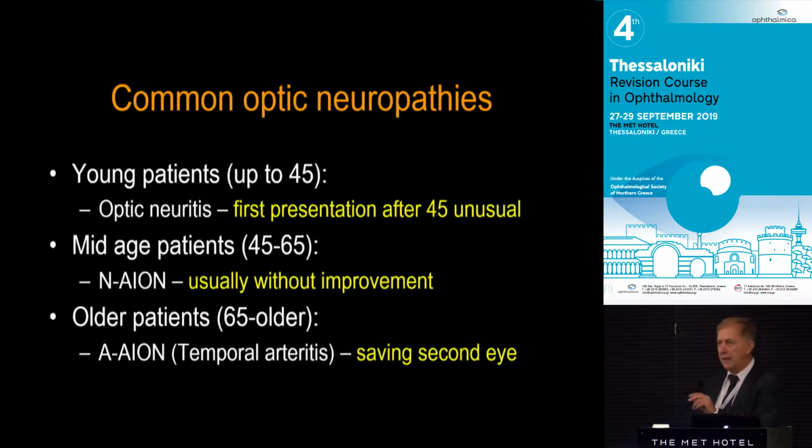If you divide them by age, in young patients you would usually expect that the most common optic neuropathy would be optic neuritis, as demyelinating optic neuritis. And actually, you shouldn't be diagnosing primary optic neuritis after the age of 45. After the age of 45, this is a diagnosis of exclusion. Then in mid-age patients, you would most often encounter non-arteritic anterior ischemic optic neuropathy. They would usually present with painless vision loss without visual improvement.